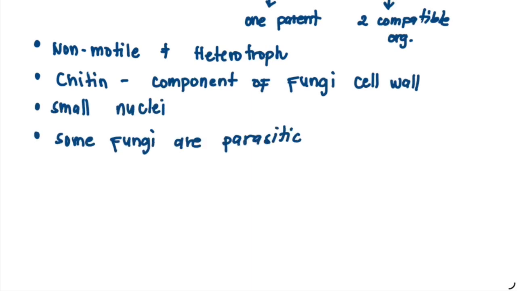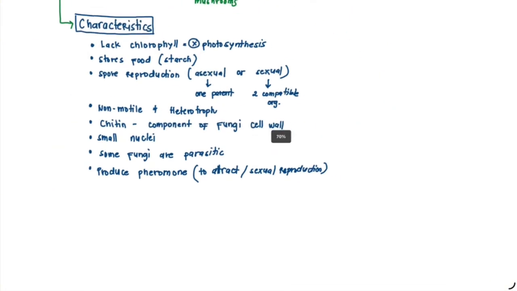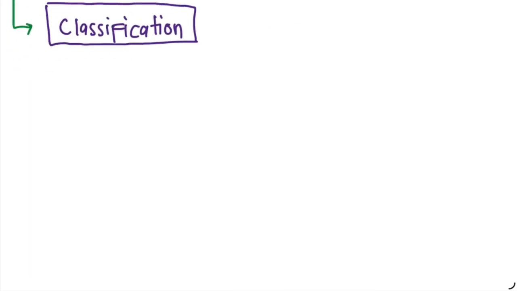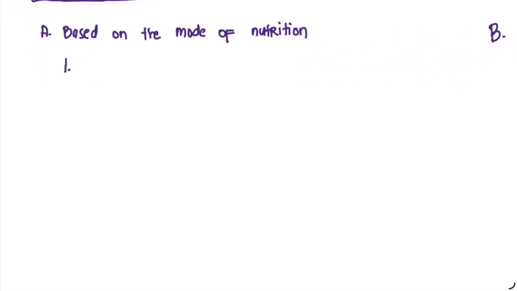Now, some fungi are parasitic, no? And they produce pheromone. Ito po yung hormone, no, na nakaka-attract sa other species for sexual reproduction. Not other species rather, but in the same domain. Now, for the classification, we have different categories here. Now, we can classify fungi based on the mode of nutrition. So, I use the mnemonics PSS. Another is based on the spore formation. Sige, pag-usapan muna natin yung based on the mode of nutrition.